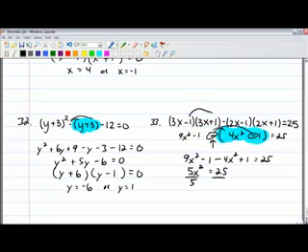Divide both sides by 5. You have x squared equals 5. So x equals plus or minus the square root of 5.